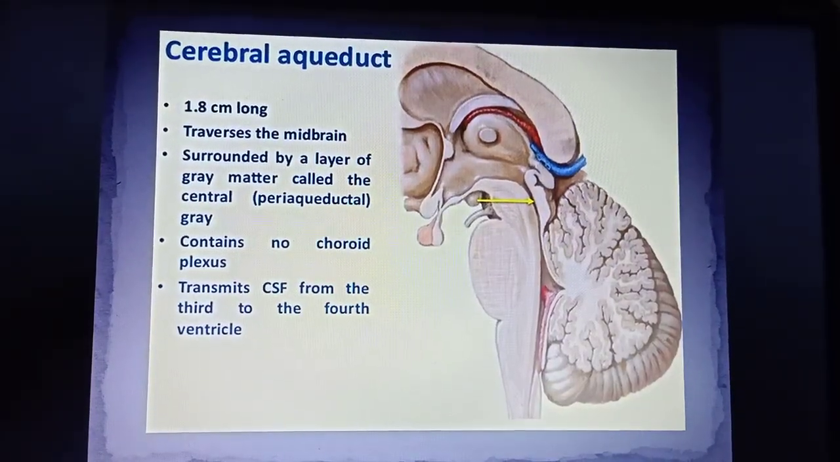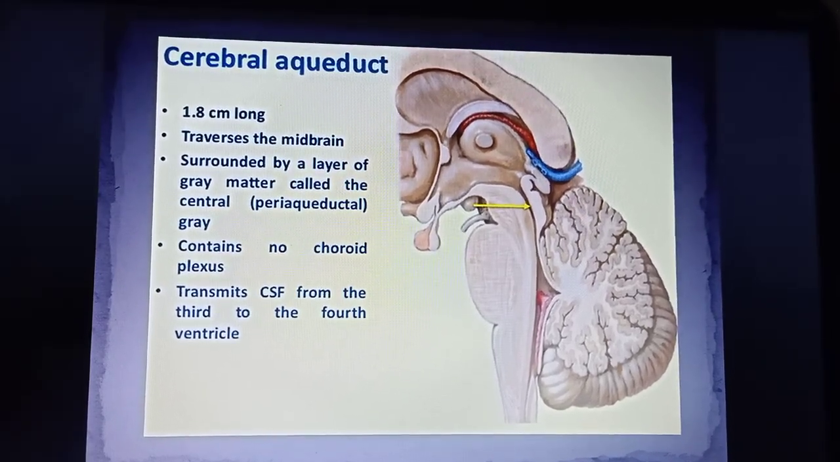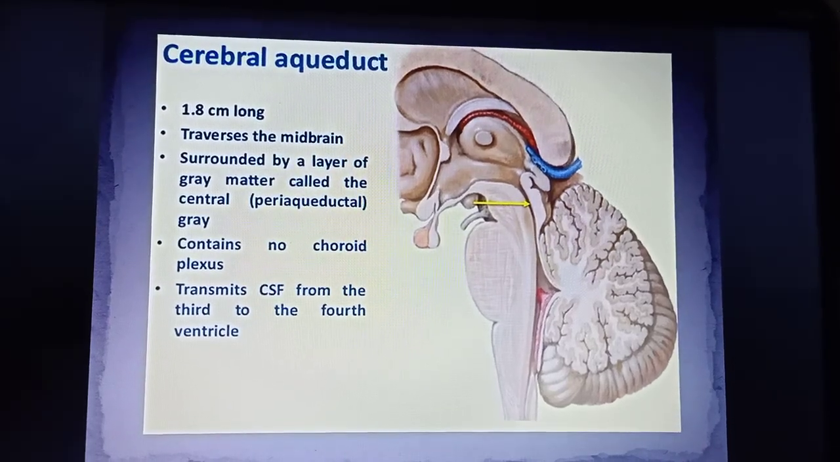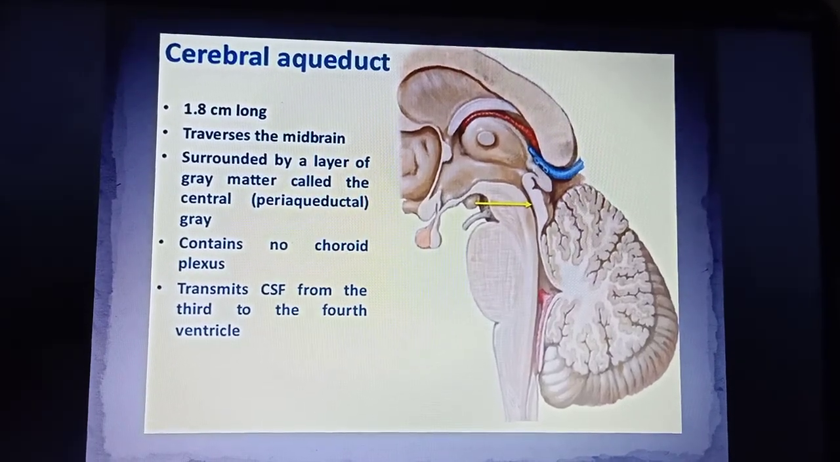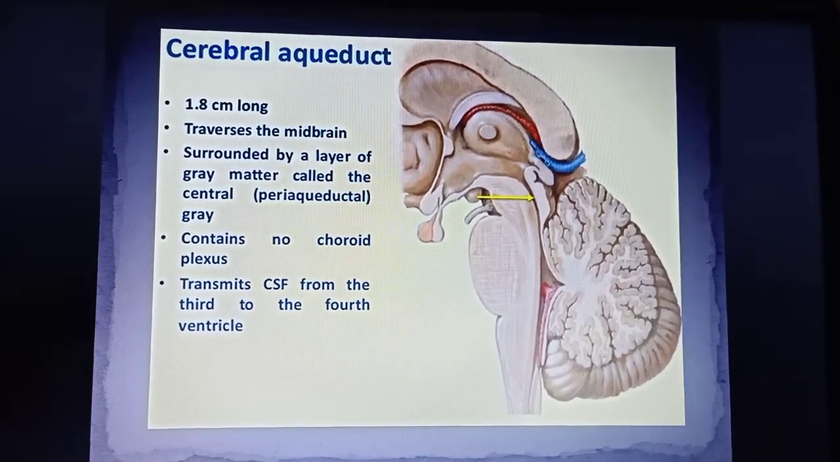Cerebral aqueduct. It is about 1.8 cm long. It traverses the midbrain. It is surrounded by a layer of grey matter called central or periaqueductal grey matter. It contains no choroid plexus. It transmits CSF from the third to the fourth ventricle.